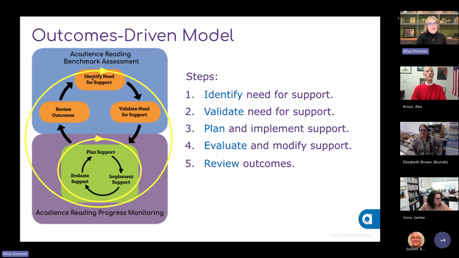And your middle of the year data, you would go through middle of year with step 1 and 2. Again, you would come back in to your middle of year data and say, let's plan based on the students we now identify at risk. You would plan, implement, and evaluate that support in the spring semester, leading up to your end of year where you would step into step 5 for reviewing the outcomes.